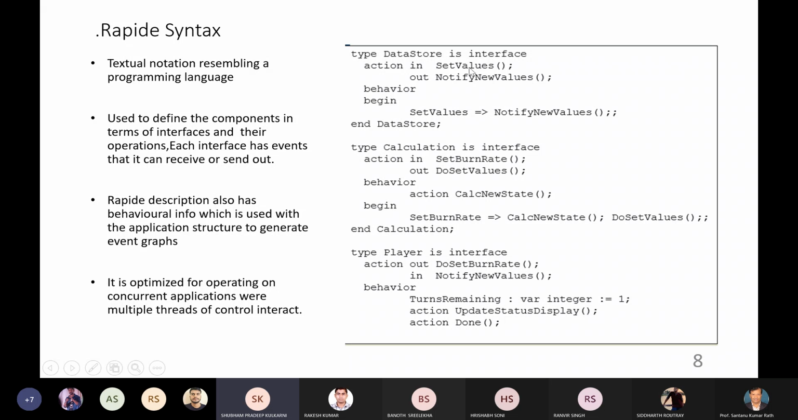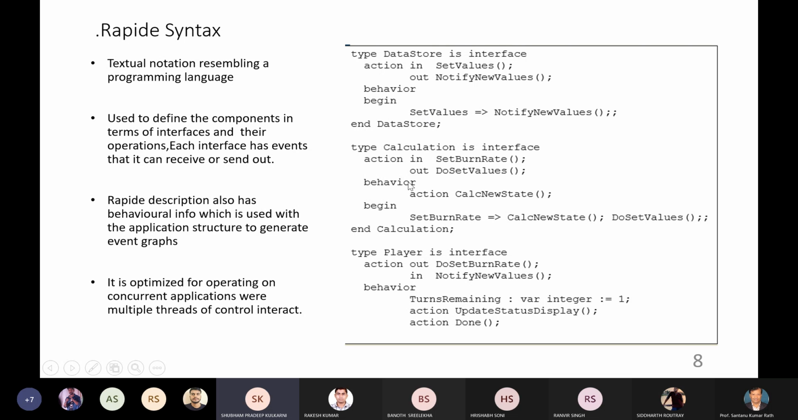Now, as you can see in this code, DataStore is a component, and it has an in event, that is the receiving event, set values, and an outgoing event, a send-out event, notify new values. Similarly, the Calculation component has similar in and out events. The RAPIDE description also has behavioral info, which is used with the application structure to generate the event graphs. So the event graphs that we saw here can be generated with the use of the behavioral info of every component described in the RAPIDE description.